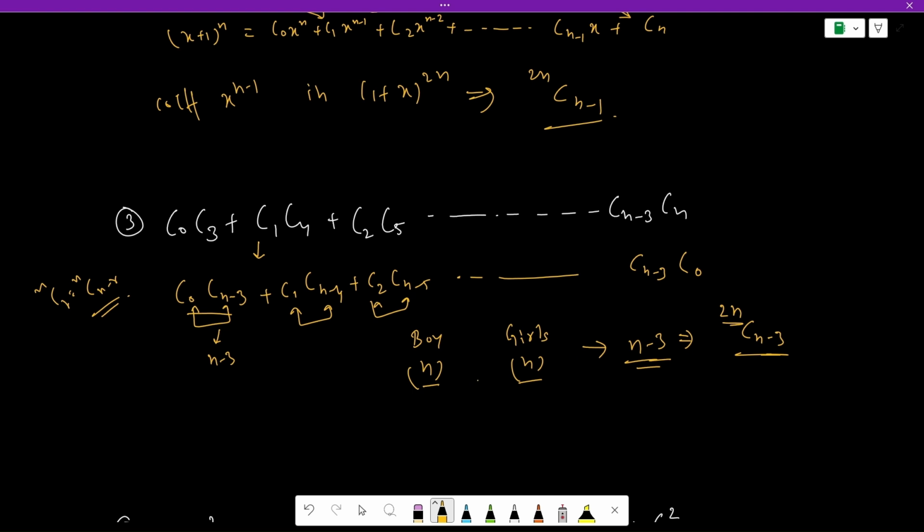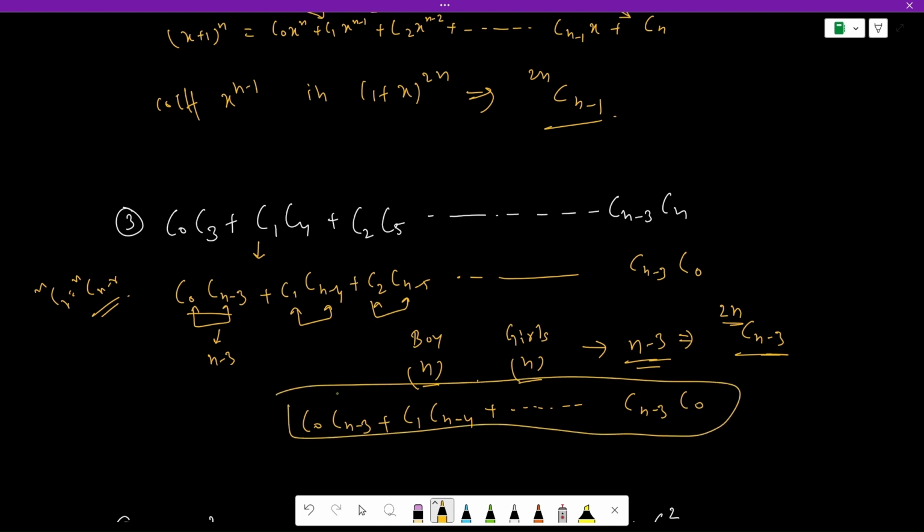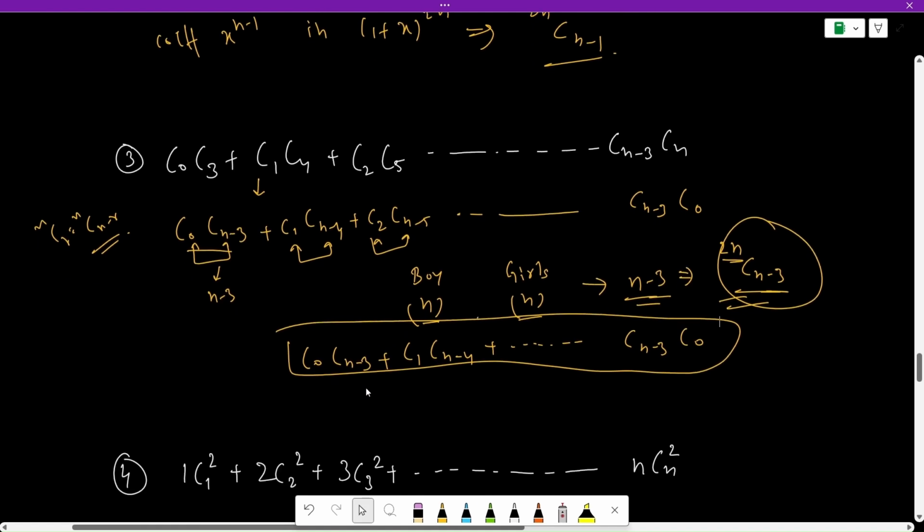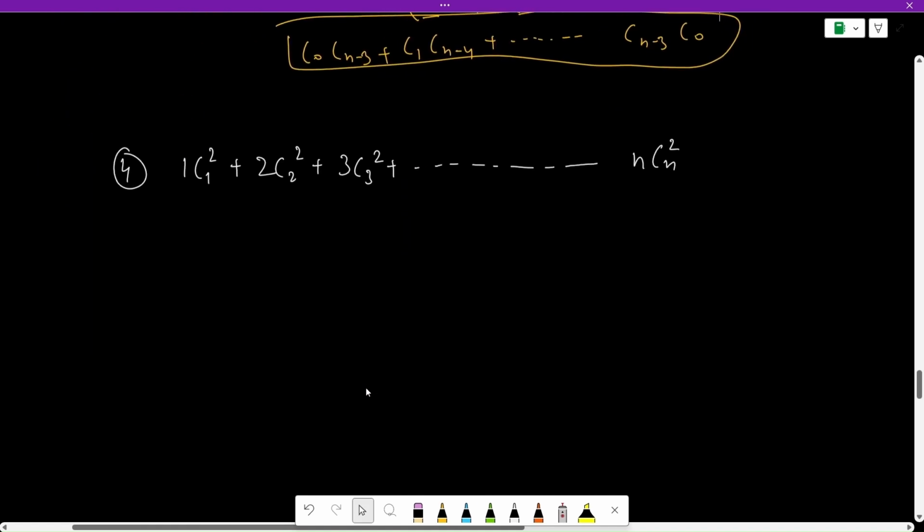Now another way of writing this is, we will choose 0 boys and n minus 3 girls, or we can choose 1 boy and n minus 4 girls, or so on till n minus 3 boys and no girl. Now this is the expression we want to find the answer to, and this is equal to this expression. Now let's see the next question.